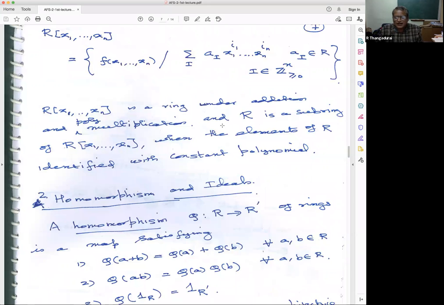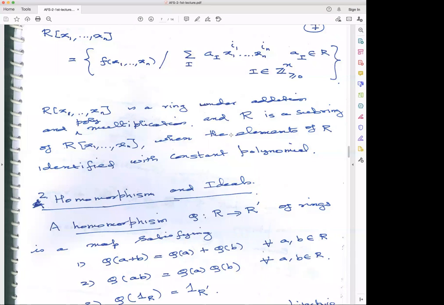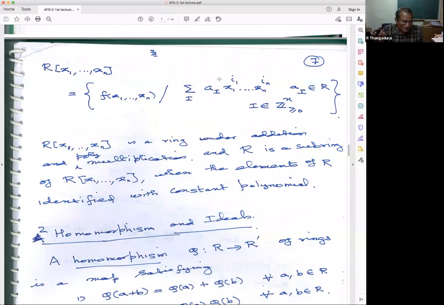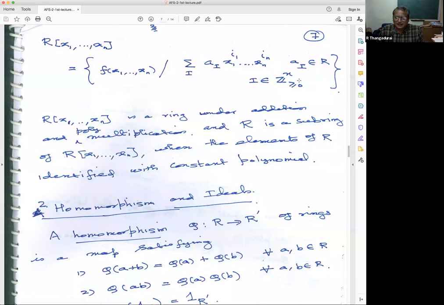So with respect to multiplication, what is the identity element here? What is one in this R of x1, x2, xn? Anybody can answer. It's the constant function 1. Well, no. You see, the one is coming from R, the ring R. It is the constant function 1R. It can be a real number, but here it is not a real number. R is an abstract ring. So it is the constant function 1R, the identity from there.